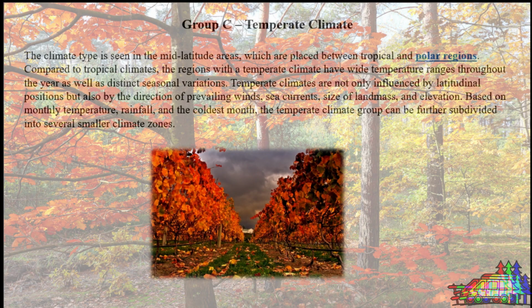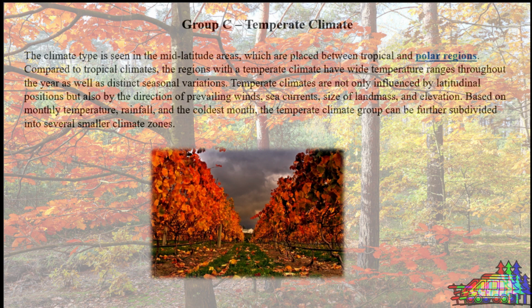Group C, temperate climate. The climate type is seen in the mid-latitude areas, which are placed between tropical and polar regions. Compared to tropical climates, the regions with a temperate climate have wide temperature ranges throughout the year as well as distinct seasonal variations. Temperate climates are not only influenced by latitudinal positions but also by the direction of prevailing winds, sea currents, size of landmass, and elevation.